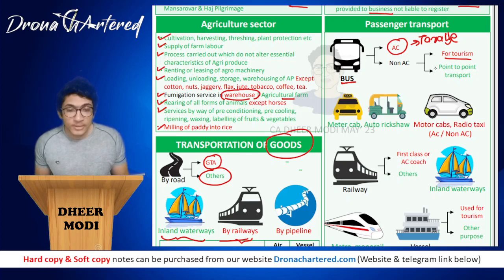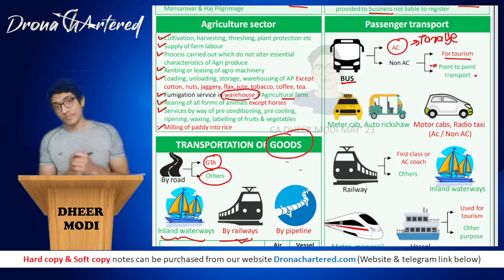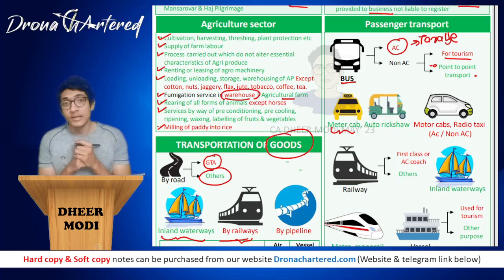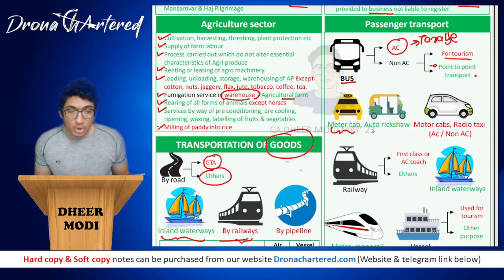But if it is a non-AC bus and only does point-to-point transport, for example, in Mumbai, we have BEST buses. So BEST buses just drop you from one point to another. But if it is AC, there will be GST also. However, if they are non-AC buses only for point-to-point transport, that will be exempt from GST. There is no GST applicable. Okay, your meter cab, that will be exempt from GST. That is your Kali Pili taxi, which runs on a meter. They have a running meter going on. These will be exempt. Your auto rickshaws are also exempt.